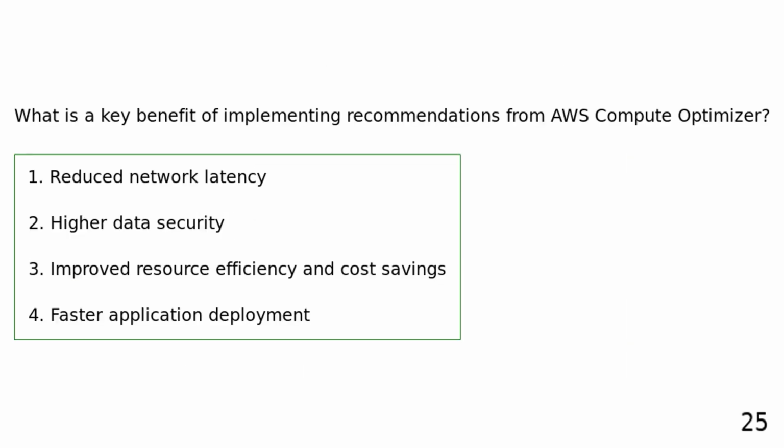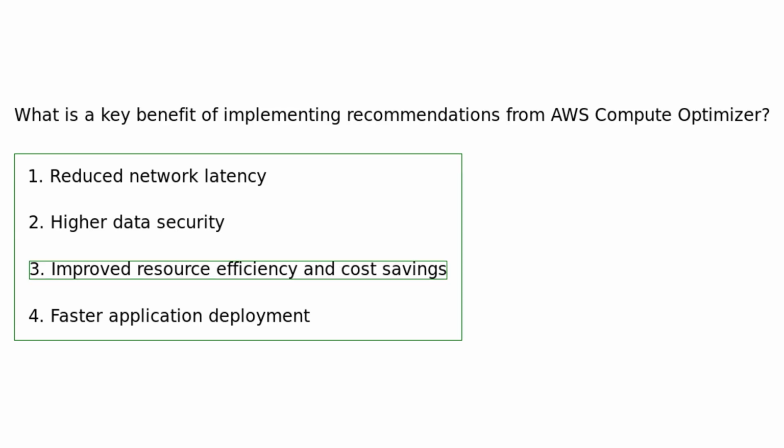What is a key benefit of implementing recommendations from AWS Compute Optimizer? Reduced network latency. Higher data security. Improved resource efficiency and cost savings. Faster application deployment. Implementing recommendations from AWS Compute Optimizer can lead to improved resource efficiency and cost savings by optimizing your AWS resources.